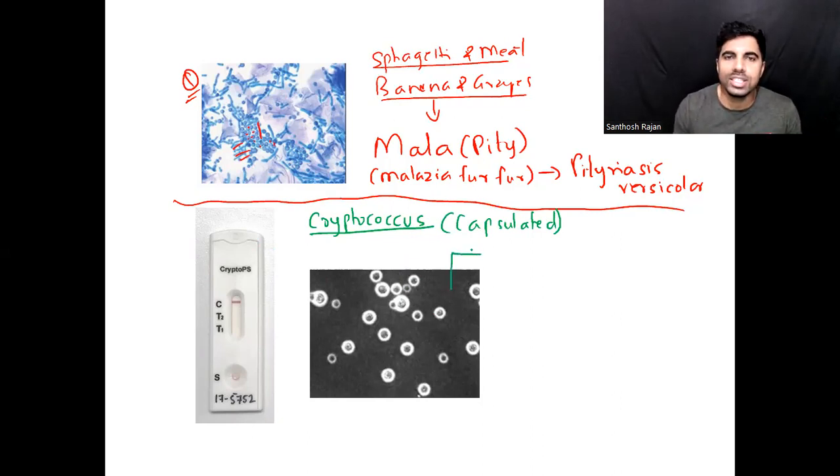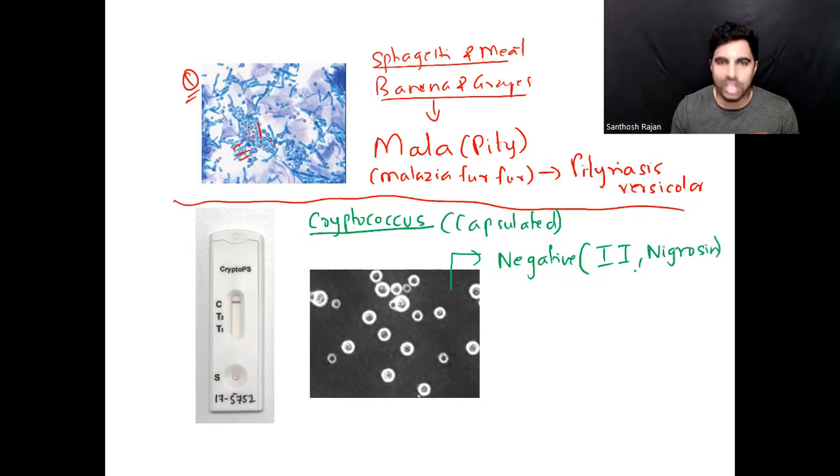So what is this stain? This is a negative stain. Very good. So in negative stain, what are the negative stains? India ink, or another one is nigrosin. India ink or nigrosin are the two common stains we use. So what did you see? Around this, you see the capsule. The capsule is not stained. I mean, the background is stained, but the capsule is not stained. That's the clue for you. Okay, so it's Cryptococcus. You can expect a question. And the bird name is pigeon. You know that one. Okay.